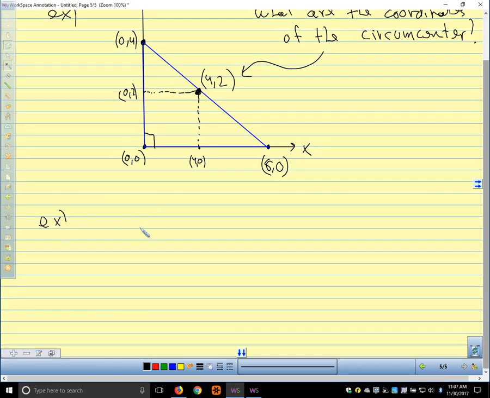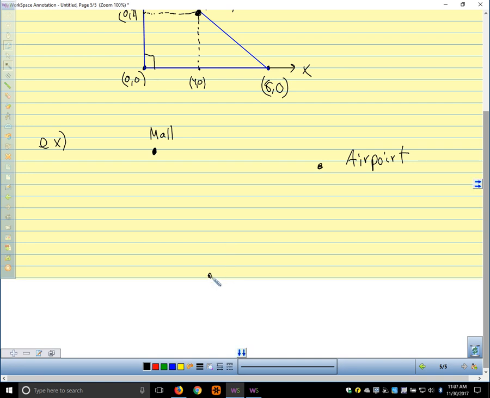All right, let's say we're a civil engineer, and in some town that we're working in, we have a mall, and we have the airport, and we have a subway station. And we want a cell tower the same distance from each. Where do we put it?